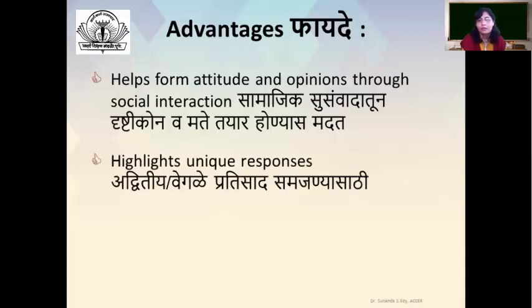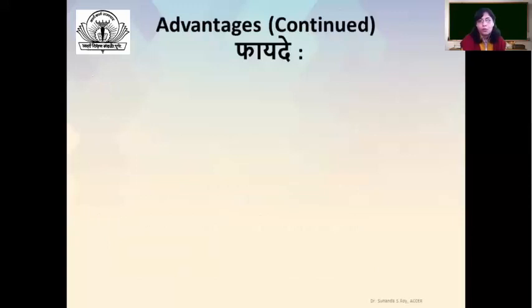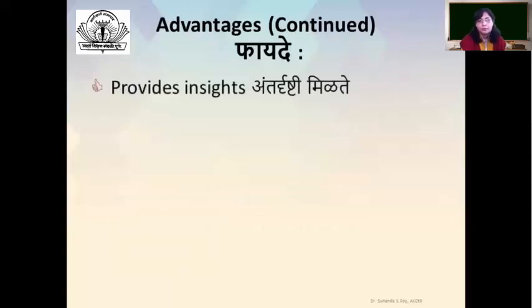Highlights unique responses. There could be some unique responses that are different. So focus group helps in highlighting them. It gives a deeper understanding of the phenomenon in a social scenario with people around. So that's why it gives a more detailed insight about it.